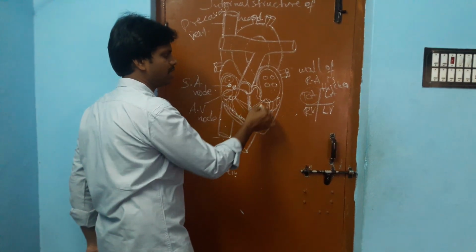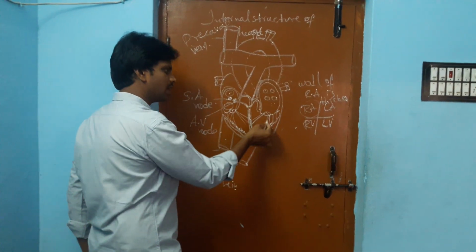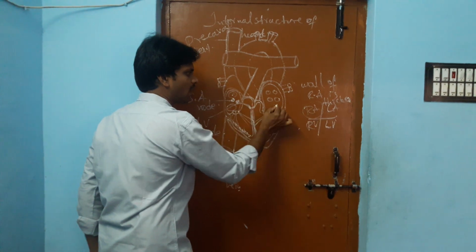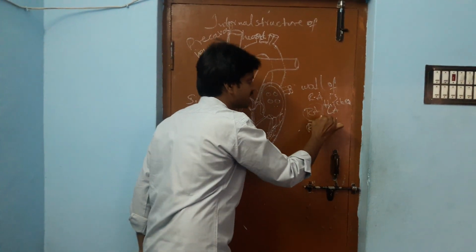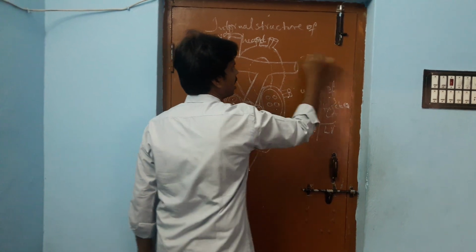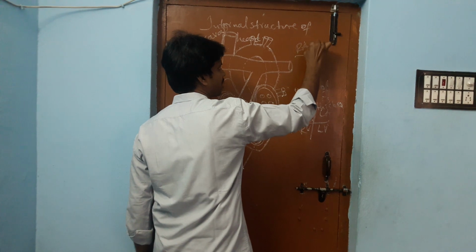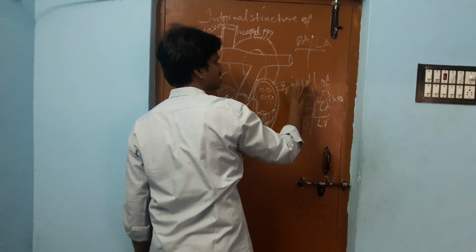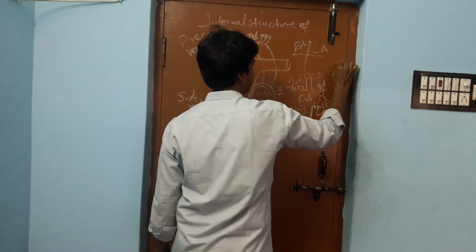Right auricle and left auricle are separated by a septum. This septum is called the interauricular septum. For example, I will show again here, right auricle and left auricle. This right auricle and left auricle are separated by this septum. What do you call this septum? It is called the interauricular septum.